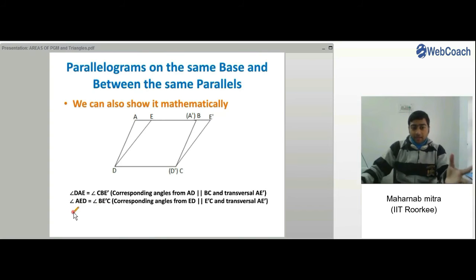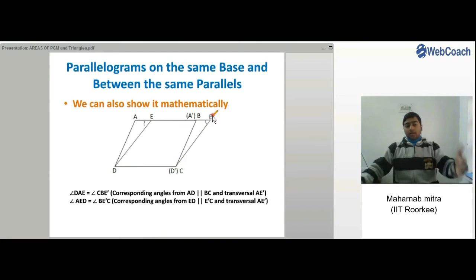So angle AED, which is this angle, and angle BE prime C, which is this angle, are also equal. And why is this? If we consider the parallel sides of quadrilateral EDCE prime, EDCE prime are the vertices of the new parallelogram, so the opposite sides must be parallel, or ED parallel to E prime C, right?